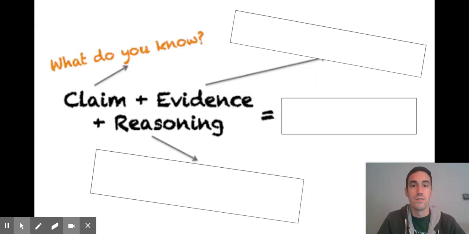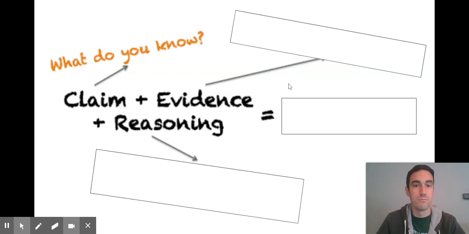This is what do you know? This is basically like your answer in short form. What is it that you found? Your claim should only really be one sentence, and you're just telling me what information you want to say as your answer. Then you have your evidence.